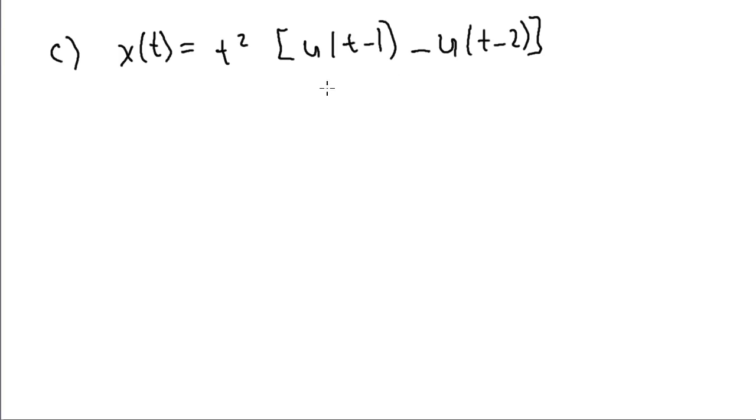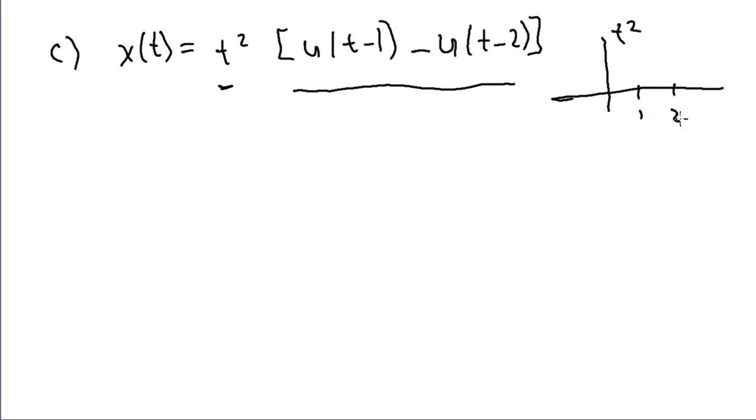One way to approach this problem is to actually graph these two components separately. So graph t squared, and also graph this pulse. So t squared would look like this. I'll mark off 1 and 2. I know my pulse is actually between 1 and 2.